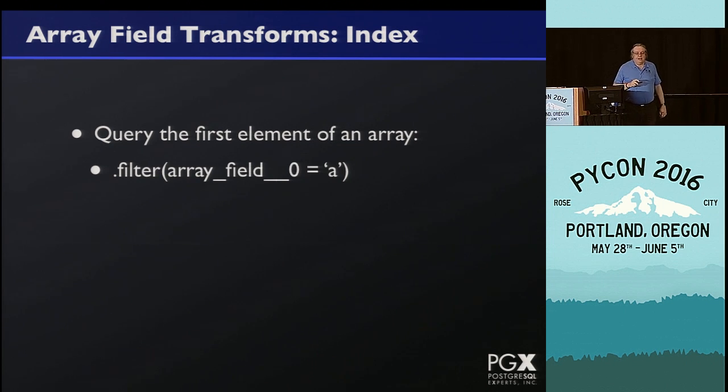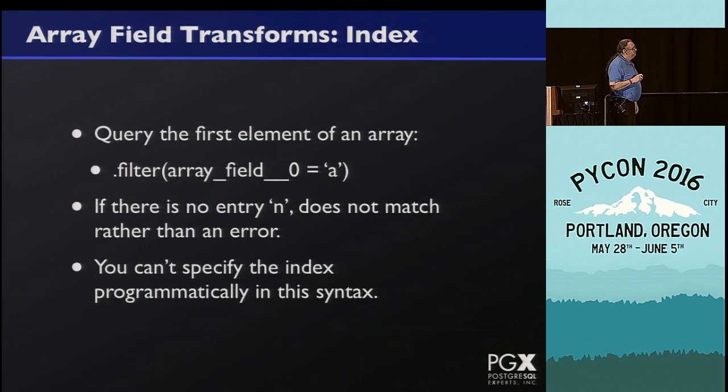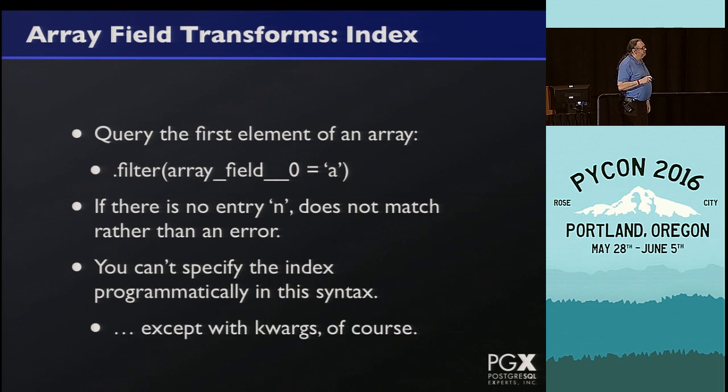You can also now query the first element of an array. So find everything whose first element is A. If there is no element 0, for example it's a 0-length array, it doesn't raise an error, it just doesn't match and returns false. One of the unfortunate things about this syntax is you can't specify the index programmatically unless you build it yourself using kwargs or something like that, so it's hardwired in there.